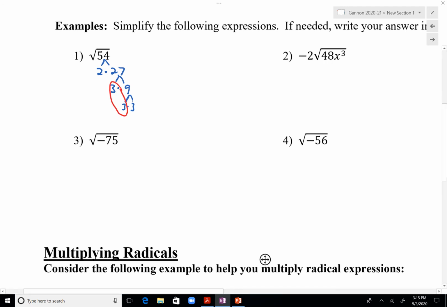So I've got a pair of 3's here, which means I can take a 3 out of the radical. I've got a 2 left and a 3 left. So underneath the radical is 2 times 3, which is 6, and that is the simplified version of the square root of 54.